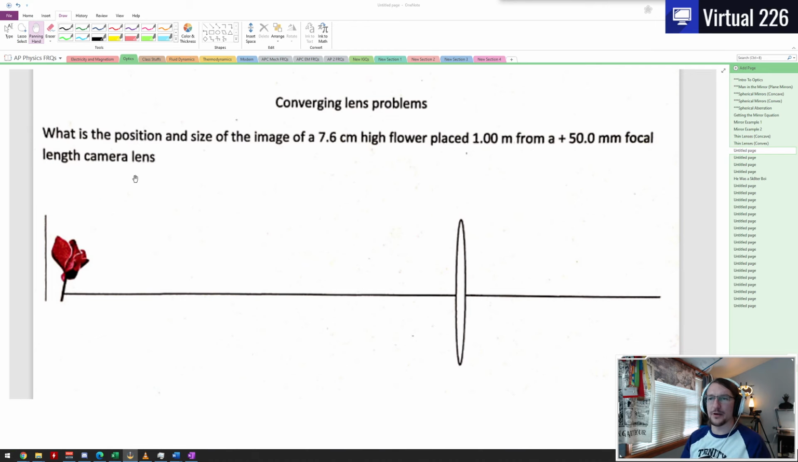Oh, wake up, samurai. Okay, so here's our first converging lens problem. What is the position and size of the image of a 7.6 centimeter high flower placed 1 meter from a 50 millimeter focal length camera lens?